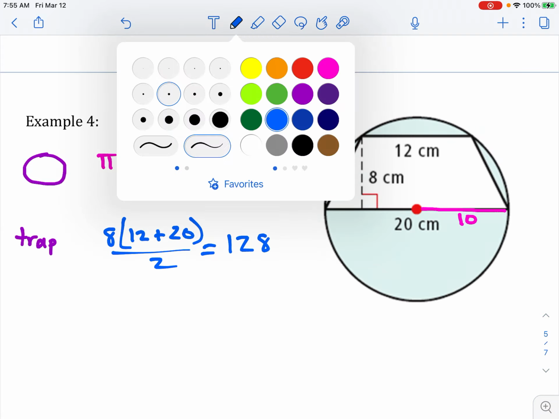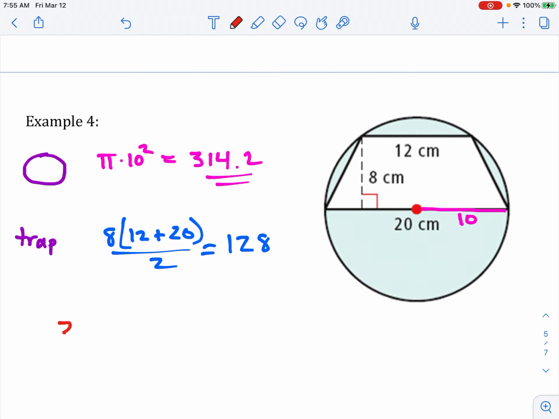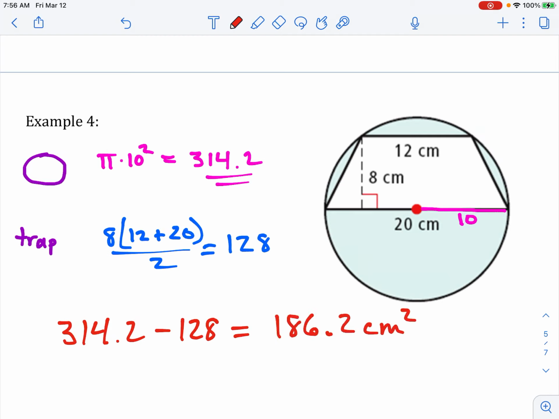Now, to find the whole entire area then, let's go ahead and take the big figure, 314.2, minus the piece that's missing. All right, so again, when it's shaded, we got to make sure we subtract big figure minus little figure. If you do that, you should get 186.2 centimeters squared.